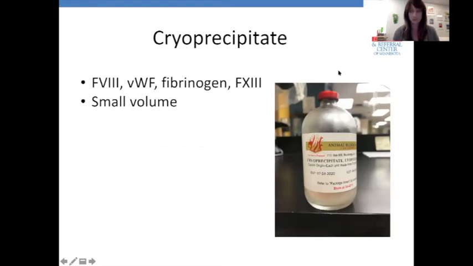Cryoprecipitate is fabulous, and it contains von Willebrand's factor, factor 8, fibrinogen, and factor 13. But the great thing about it is that it's a small volume, so you can give that to patients that are euvolemic. So they haven't lost any volume. You can give cryoprecipitate at 10 mils per kg, and you're not overloading their blood volume.